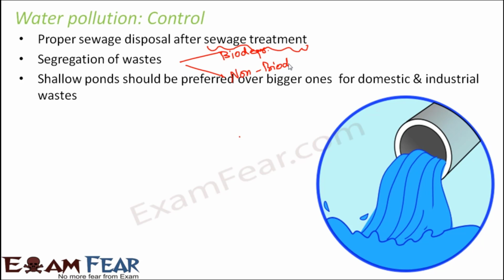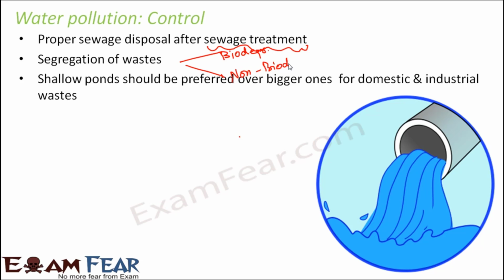Shallow ponds should be preferred over bigger ones for domestic and industrial wastes, because the domestic and industrial wastes actually contain a lot of chemicals and harmful substances. Shallow ponds are the old ponds, and they are not very deep, so the amount of aquatic life that they contain is also lesser than that of the deeper ponds. So the shallow pond should be given more preference for disposing wastes than the deep ponds.